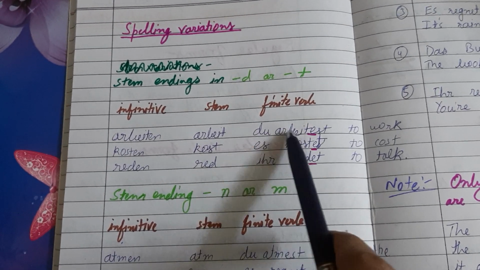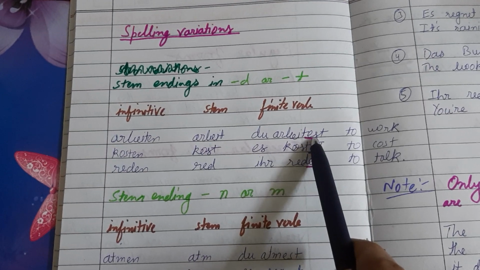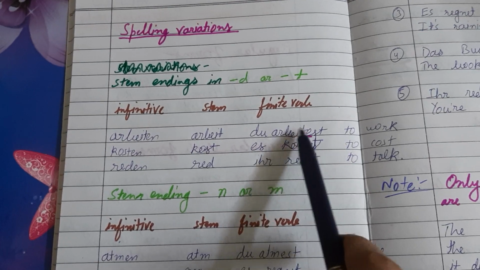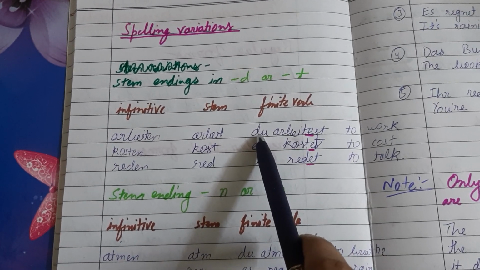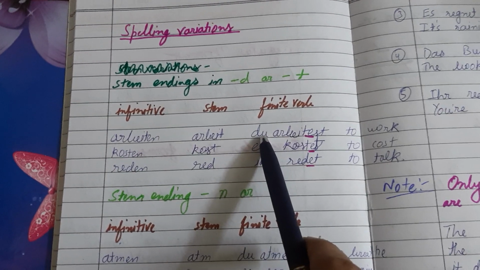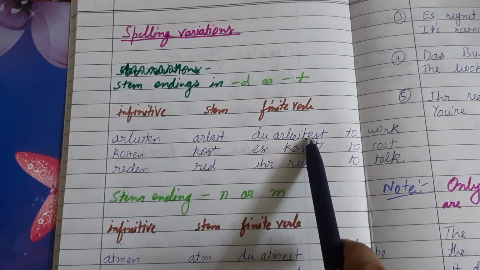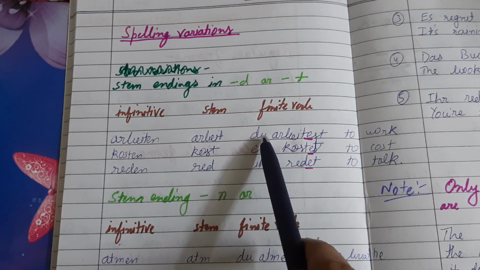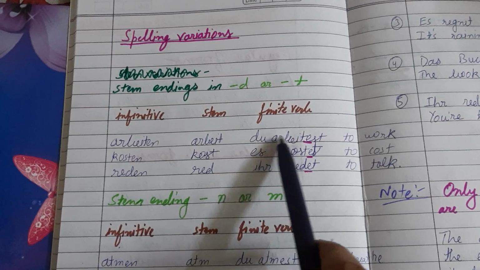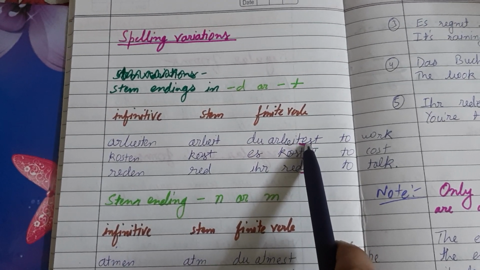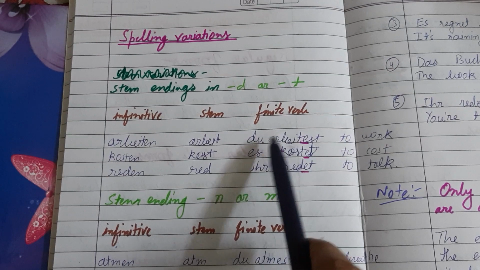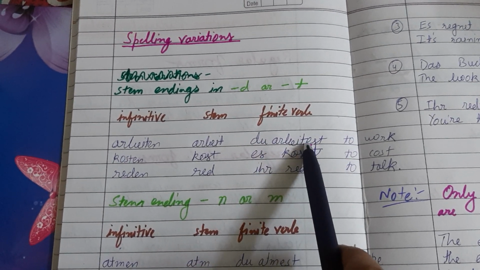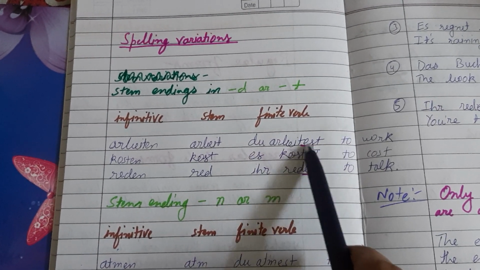If we write du arbeit, we have to add st, but we also have to add an e, because we will have a difficult time pronouncing du arbeitst. Which is not correct, and is also harder to pronounce. So we add an e in front of the st. So we say du arbeitest, which is a little easier to pronounce.